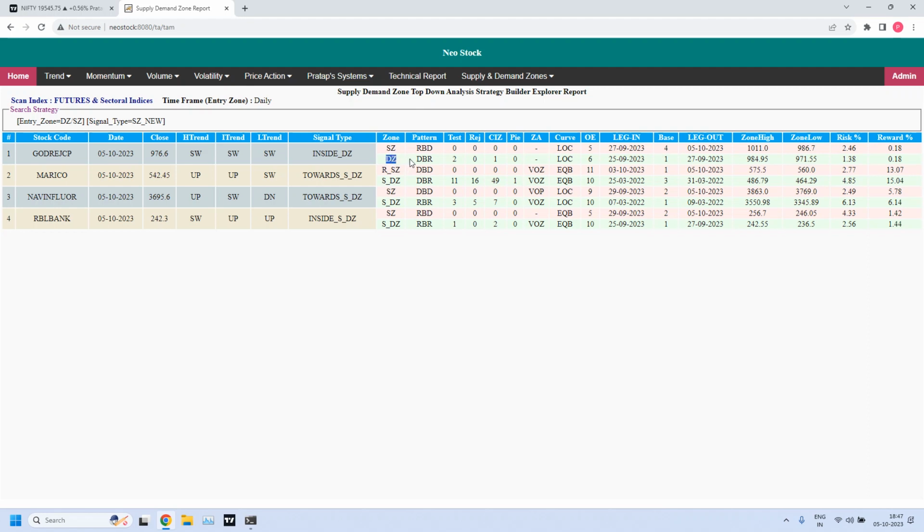Is this demand zone a newly created supply zone? No. The newly created supply zone is inside this demand zone. It is there. You can go to the chart and you can find. How can we say that? Because the legout date is not today's date. That way you can find.